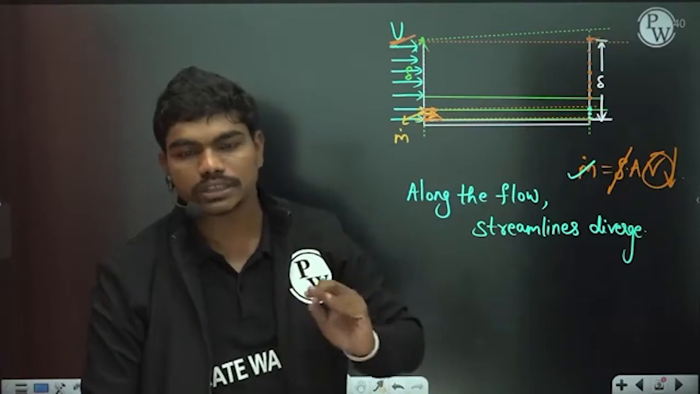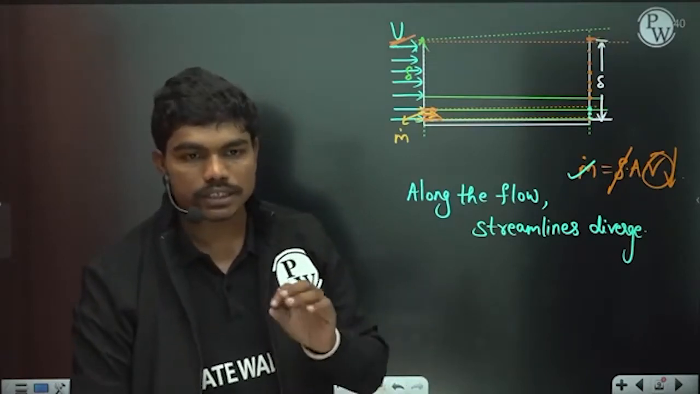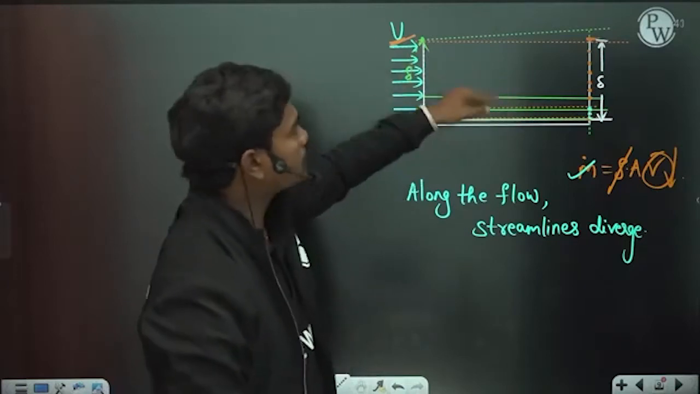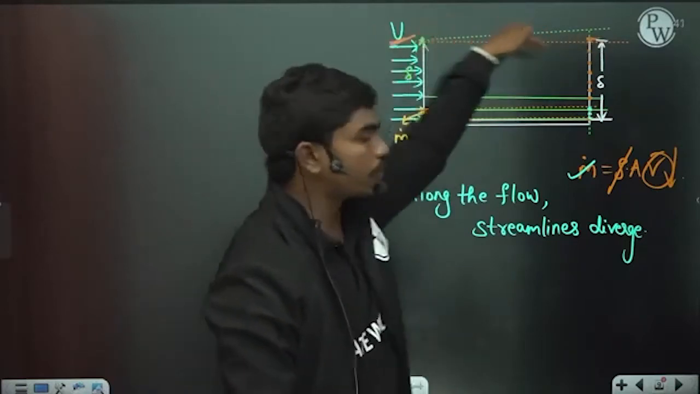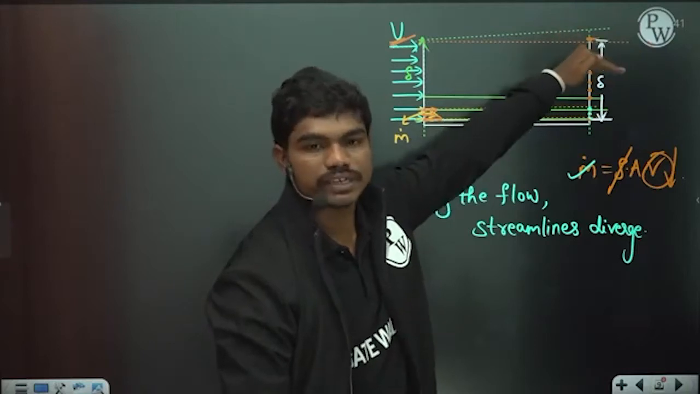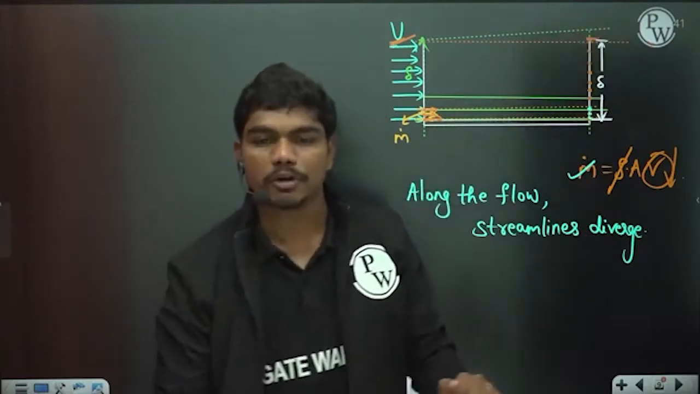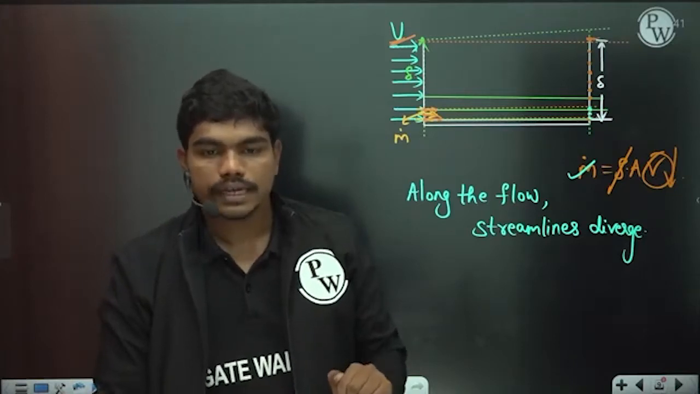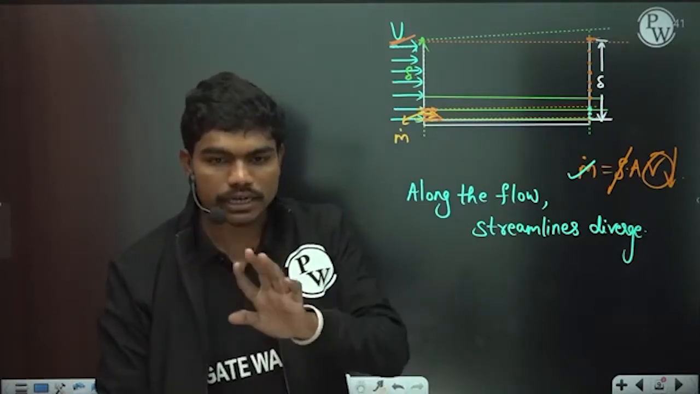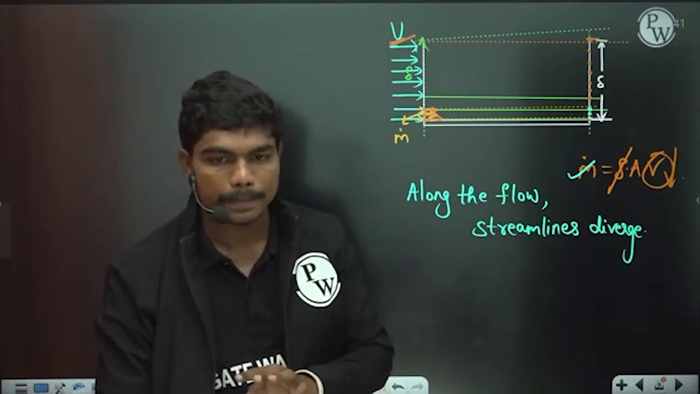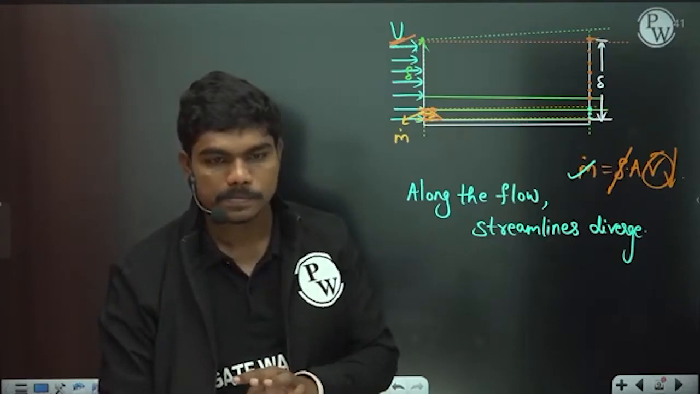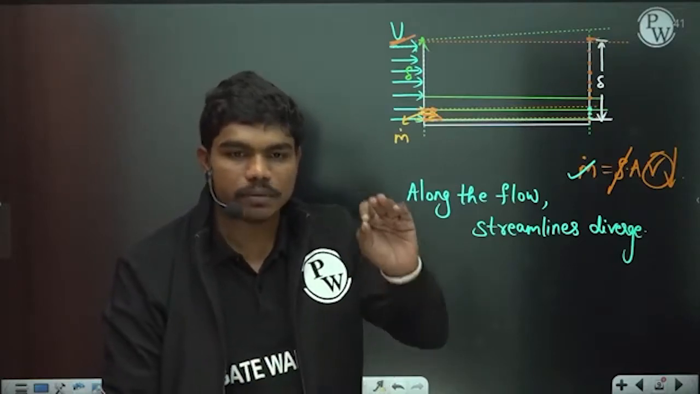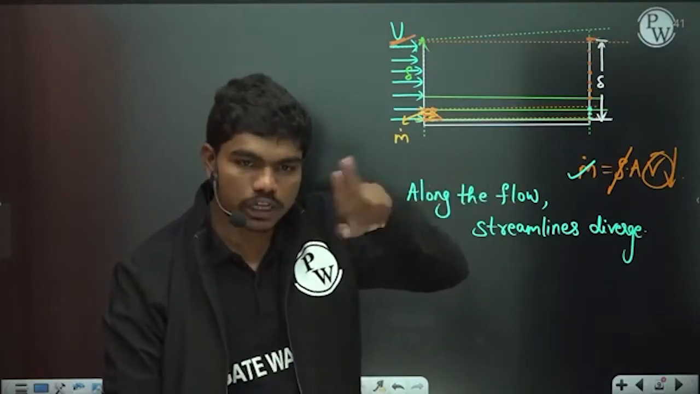Can you all understand this concept? So please type in the chat box. Is this concept clear to you? I am telling you, since the streamlines are diverging, obviously the streamline which is passing through y is equal to delta will also diverge, means it will also get displaced by some amount. Yes or no? Did you all understand this? The streamline which is passing through y is equal to delta should also diverge.